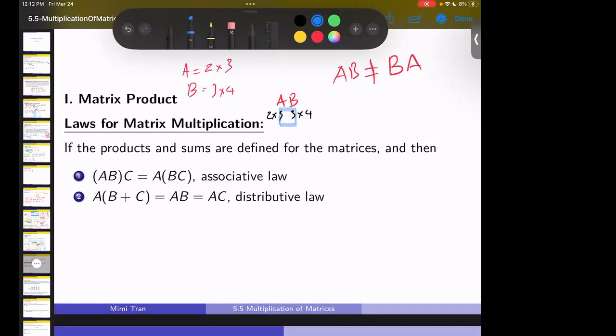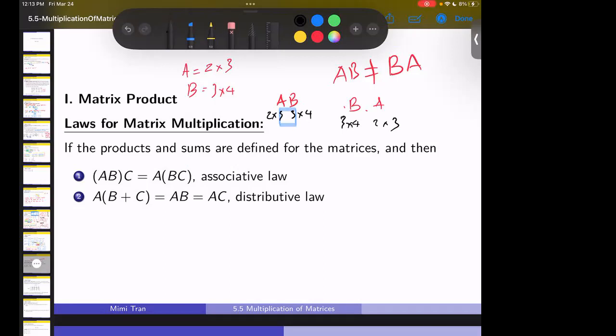You okay? Right? But if you flip them around, B times A, now B is what? 3 by 4. A is 2 by 3. All of a sudden you can't, right? It's not the same thing, right? That's why matrix multiplication is not commutative.